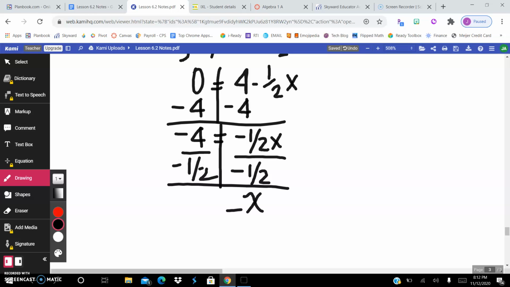So x on this side. And remember, we have to keep change flip. So we're going to keep the -4, but make it a fraction. Change to multiply. And then flip 1/2, so it becomes 2/1. Two negatives are going to multiply together to be a positive. 4 times 2 is 8. 1 times 1 is 1. 8/1 is the same thing as 8.